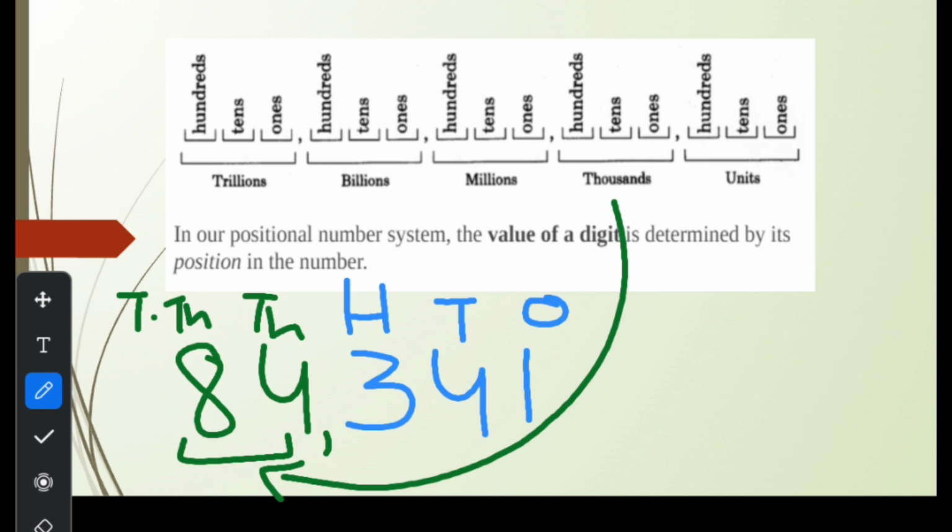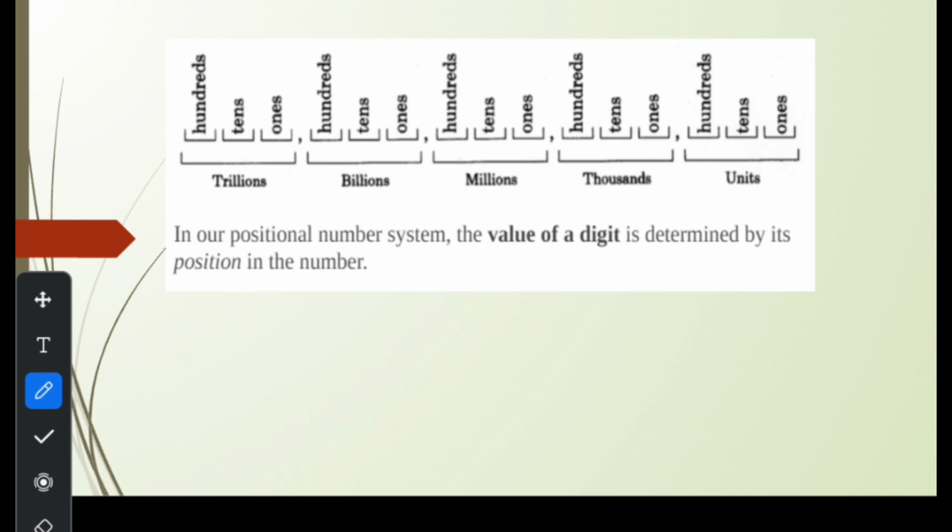So now they would name these digits as 84. What's the period name? The period name is 1000. So they are going to name them as 84,341. This is how reading and writing became easier. Let's practice a few more questions.